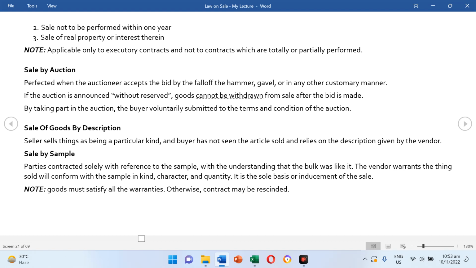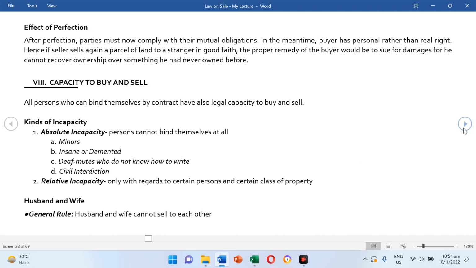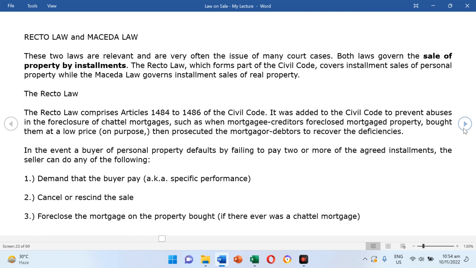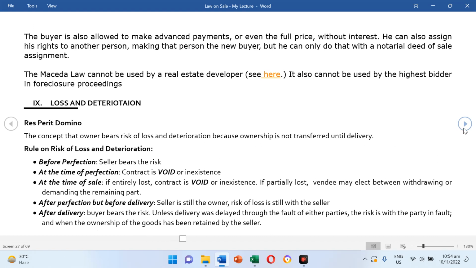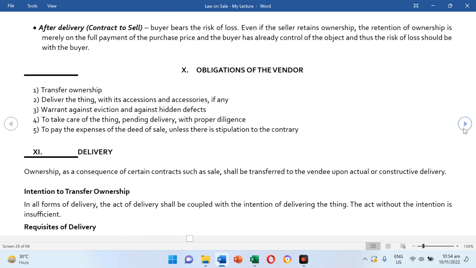Sale by sample, sale by goods, sale of goods by description. Note, goods must satisfy all the warranties, otherwise contract may be rescinded. Okay. Dapat mag-conform sa sample yung darating, dapat mag-conform sa description yung darating na item, yung i-deliver na item. Okay. Done with that.